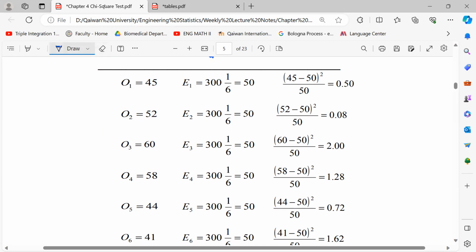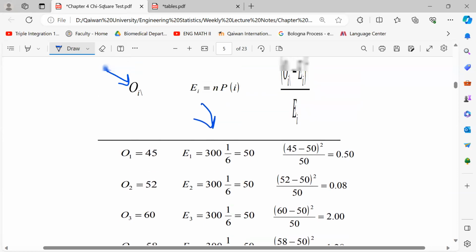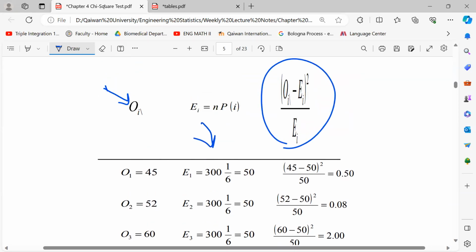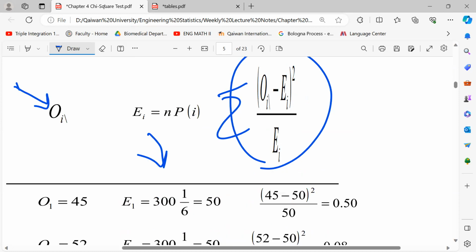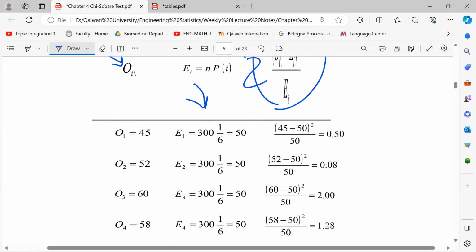We say we need to find this one. We need the sum of these, which is the chi-square test. Chi-square test is the sum of O_i minus E_i all squared, divided by E_i. This is the rule for finding the chi-square test. We say it is 45 minus 50 squared divided by E1. That's E1. It's the rule.